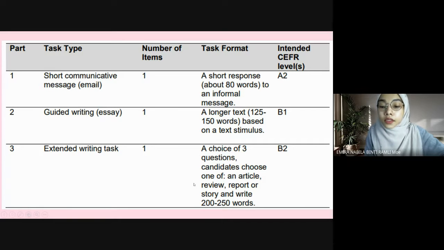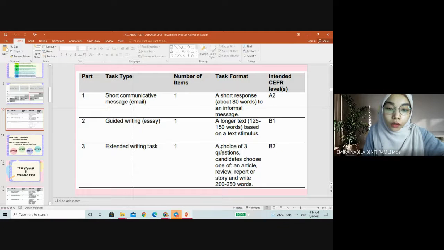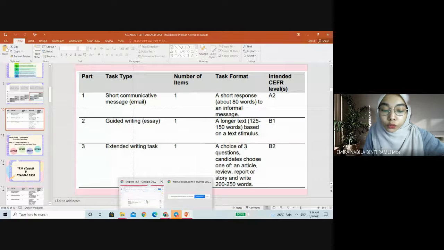Awak ada masa. Sebab extended writing 200 hingga 250. Guided writing 125 hingga 150 words. So, tapi markah semua sama. 20, 20, 20. So, you have to make sure that you boleh budget you punya time. Alright, so next I'm going to move to, okay.